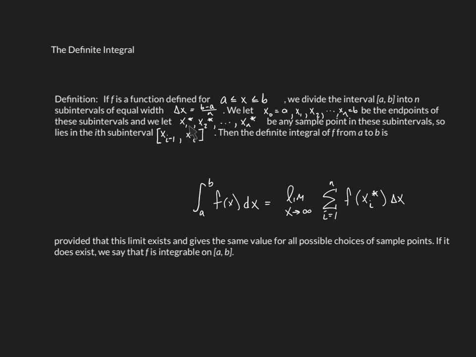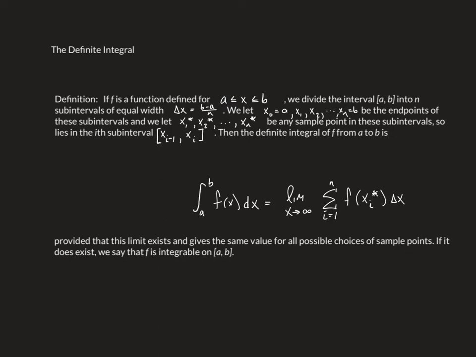Then we let x1 star, x2 star be sample points in these subintervals. Sometimes that might be the midpoint of that subinterval, or it could just be a point in that subinterval that would give us the best representation of a rectangle that would fit under the curve there, such that the ith subinterval is represented like this. So we've got x sub i minus 1 to x sub i, and this is just one of the subintervals for some i value inside this interval.